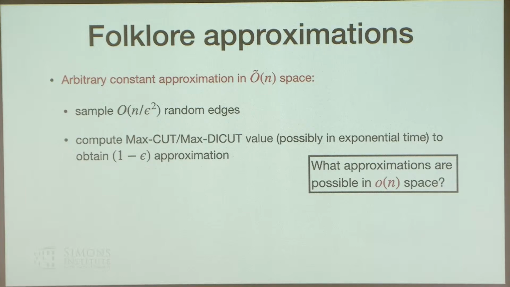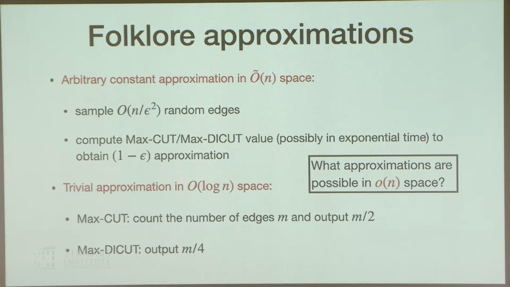So really the main question in the streaming model is, what approximations are possible for these problems in little o of n space? You do have trivial approximations in just log n space. Basically, these are based on random assignments for this problem. For max cut, you always have a cut of size at least m over 2. So you simply count the number of edges and output m over 2. That gives you a half approximation. Similarly, for max dicut, you can get 1/4. So the real question is, can you beat these sort of random approximations in little o of n space?